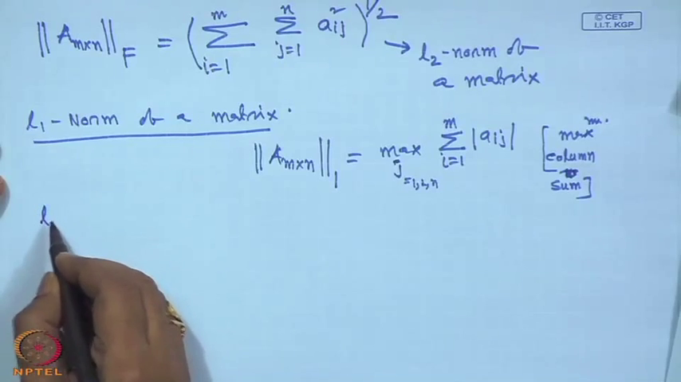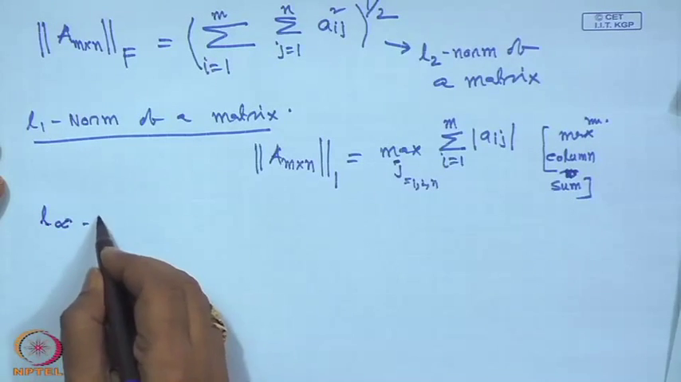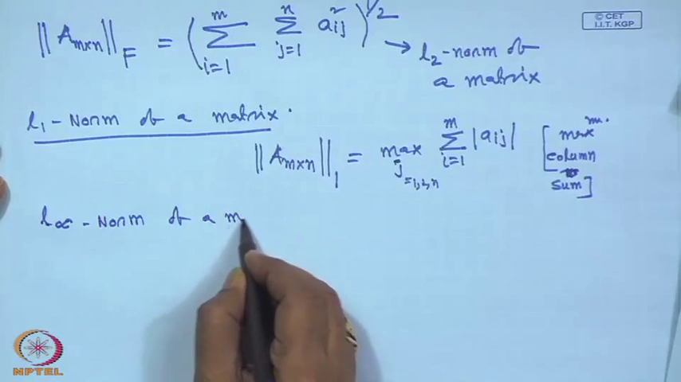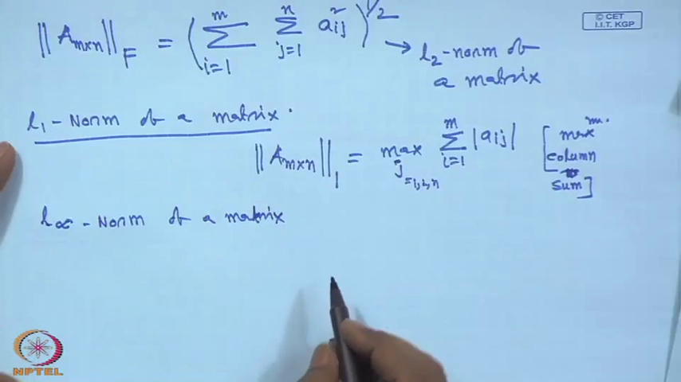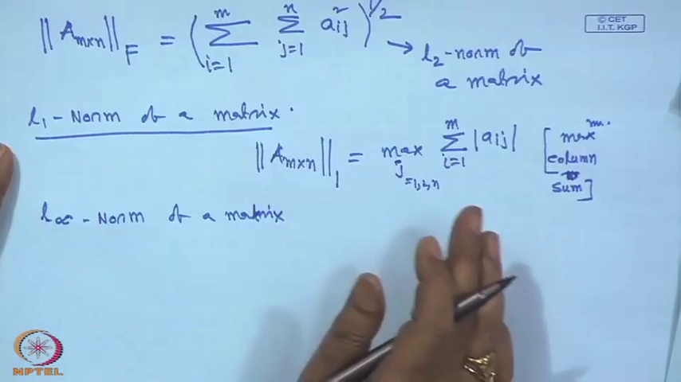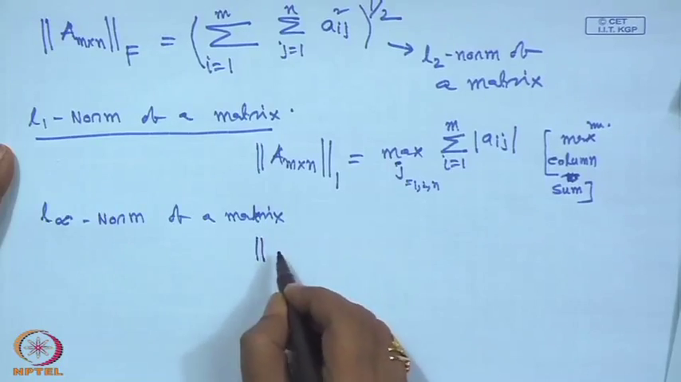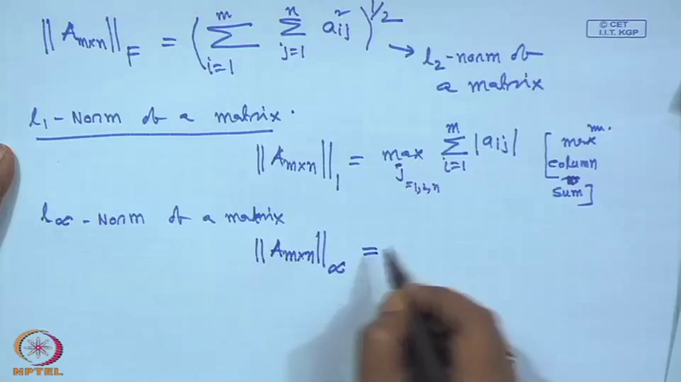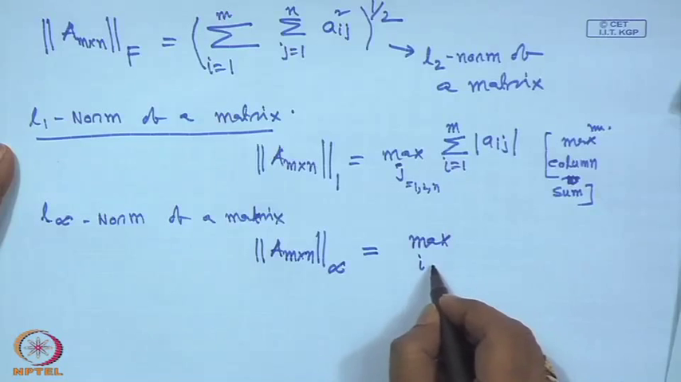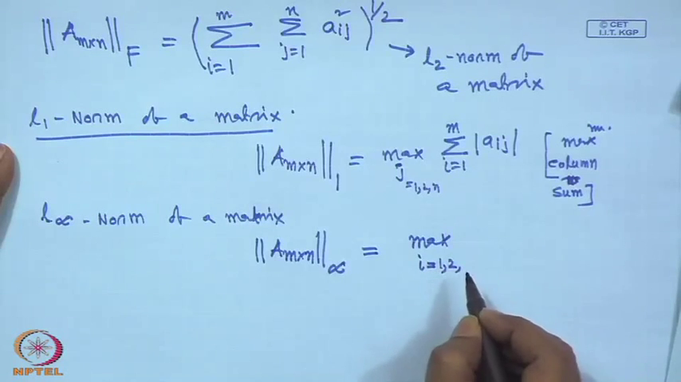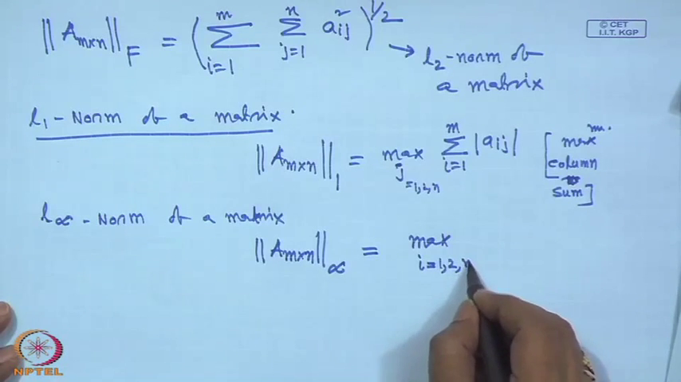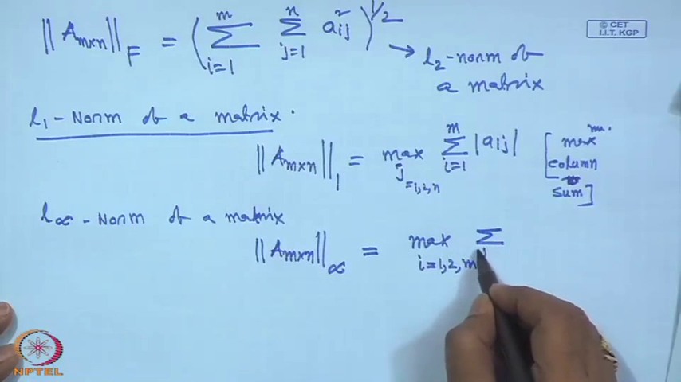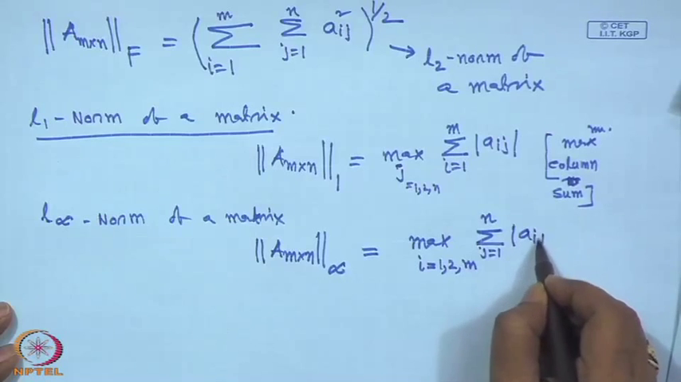Next is the L infinity norm of a matrix. What is the L infinity norm of a vector? We have seen the L infinity norm of a vector: the maximum value of the elements of a vector. Similarly, here also, the L infinity norm of a matrix m cross n is equal to the maximum over i equal to 1, 2, up to m, of the summation of j equal to 1 to n of the absolute value of a_ij.